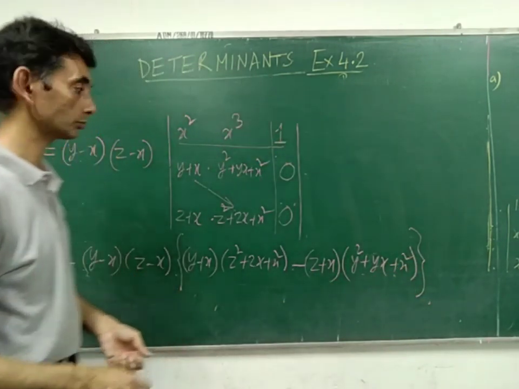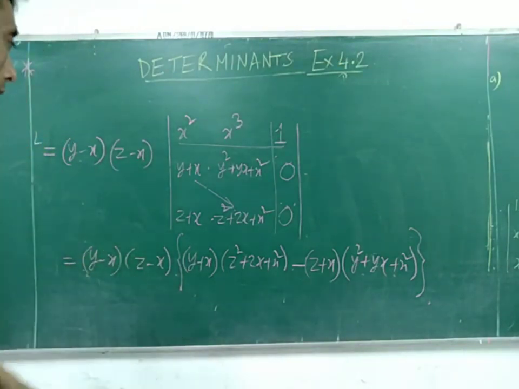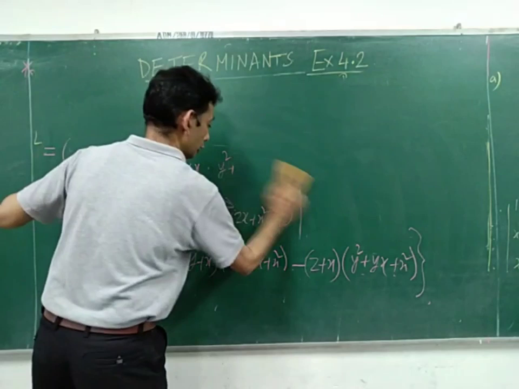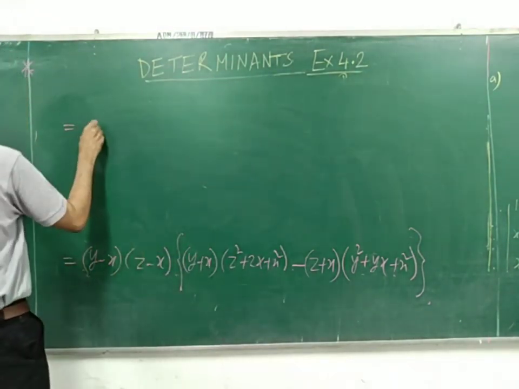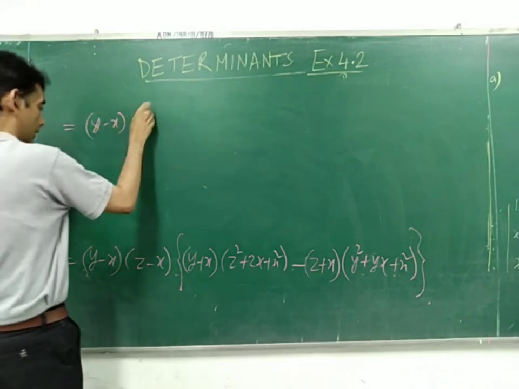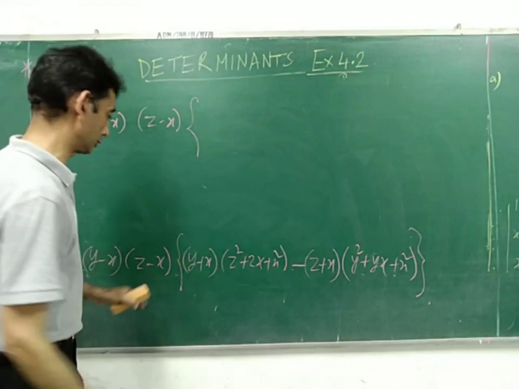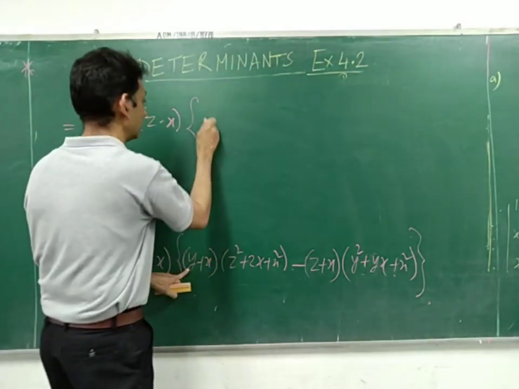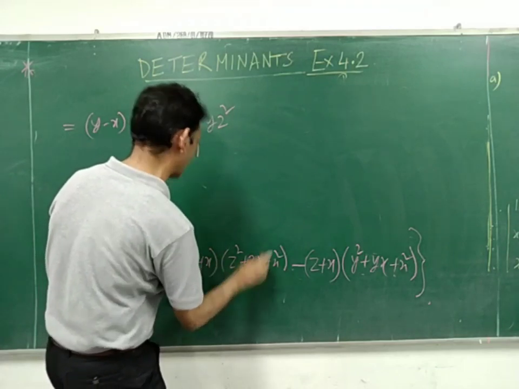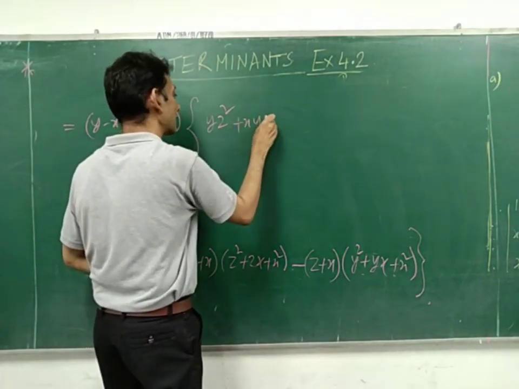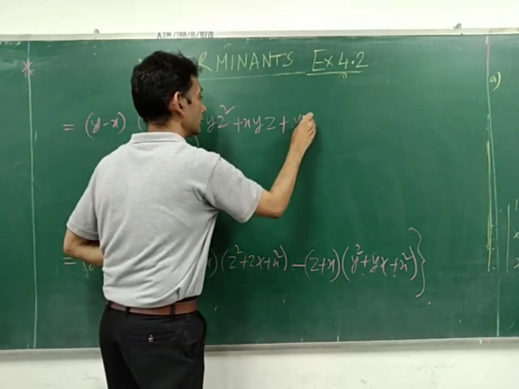Done. We are going to simplify now. So how to simplify? We are going to simplify this: y minus x, z minus x. We'll multiply the terms. If you multiply, it will be yz squared, then yzx, that means plus xyz. Okay? Then y into x squared, plus yx squared.